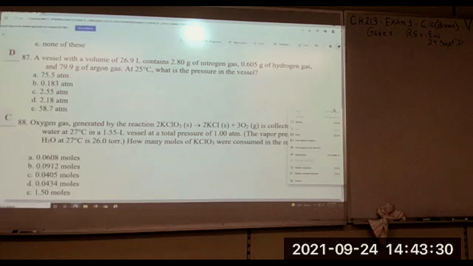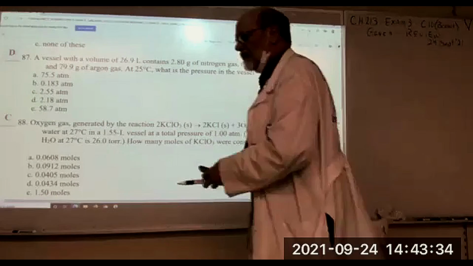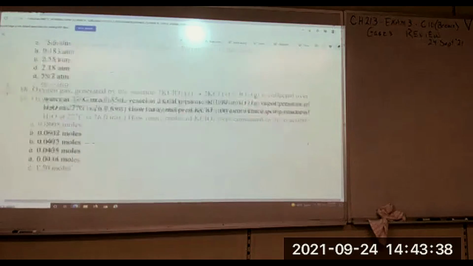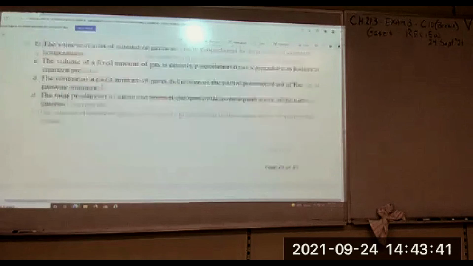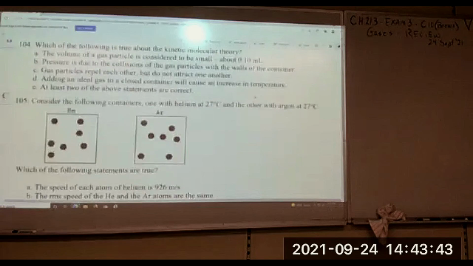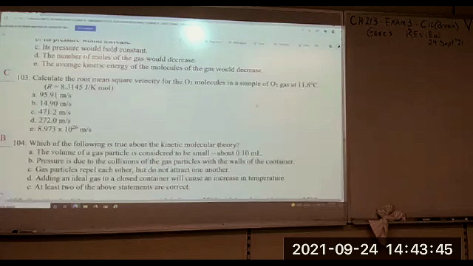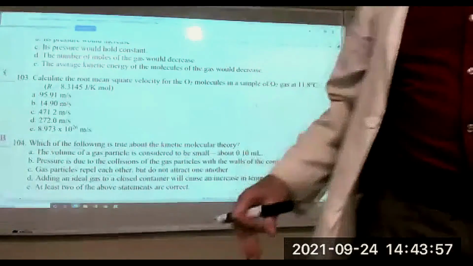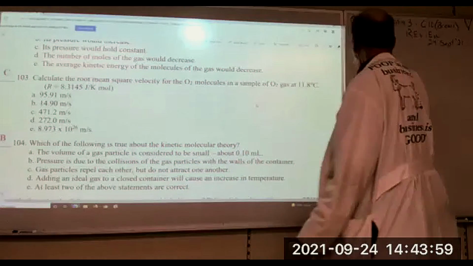All right. 103, this is a very simple one, but it's getting us to that point. We want to start simple and get complicated. 103: calculate the root mean square velocity of oxygen molecules in a sample of oxygen gas at 11.8 degrees Celsius. Okay. So what are we looking at here? 103.